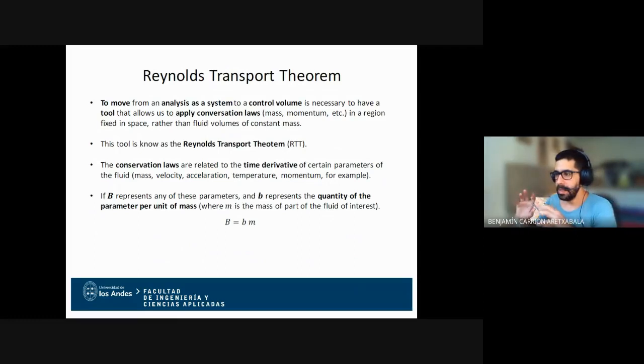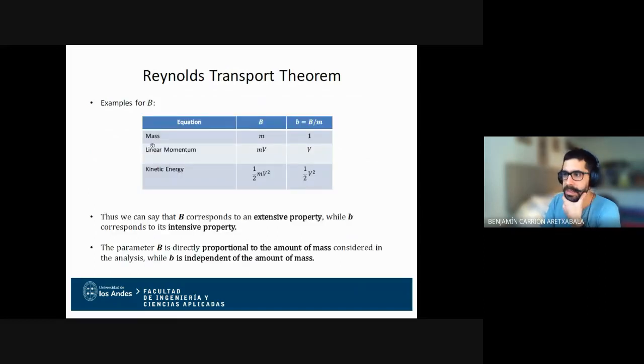So basically, the idea is we might be interested in a quantity that we're gonna call B, and this quantity is gonna have a representative quantity per unit mass. You recall we talked about intensive and extensive properties. So let's say we're interested in a quantity big B, and this quantity big B is just proportional to the mass of the fluid by a constant which is small b. Okay, and this is the intensive property.